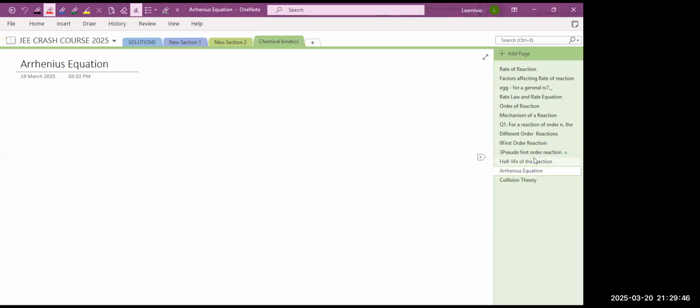And yeah, see, next is the Arrhenius equation. But before that, do you know what are exothermic and endothermic reactions?